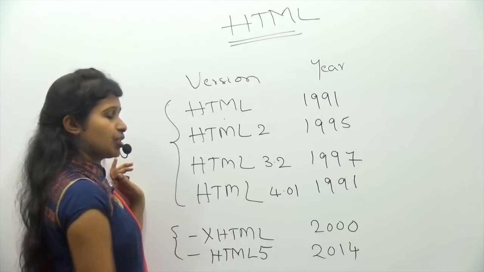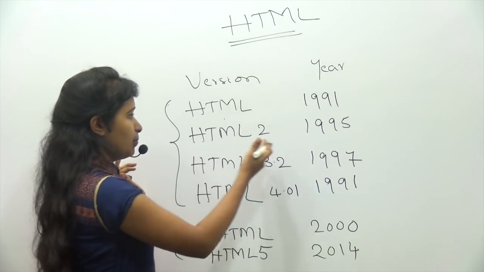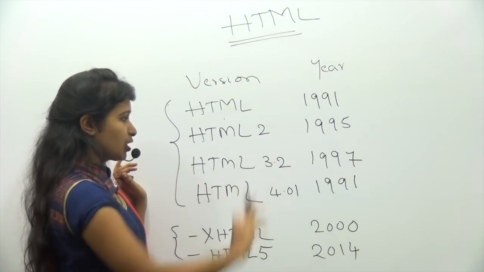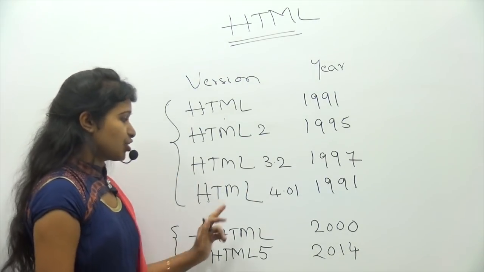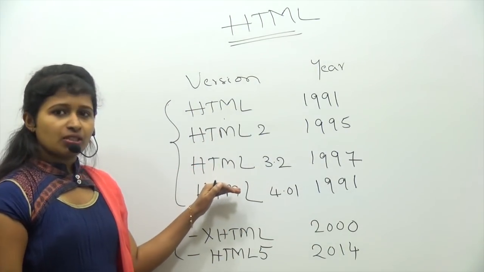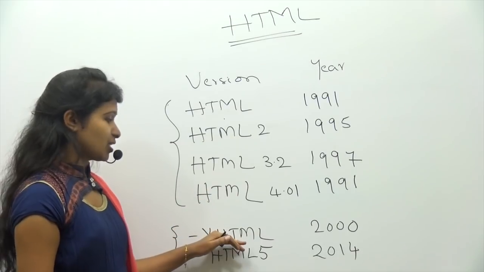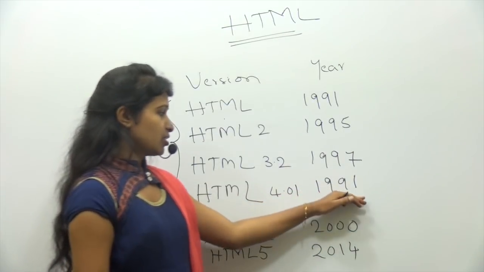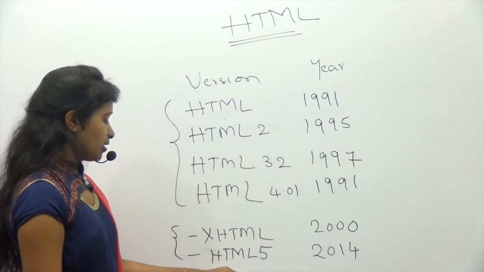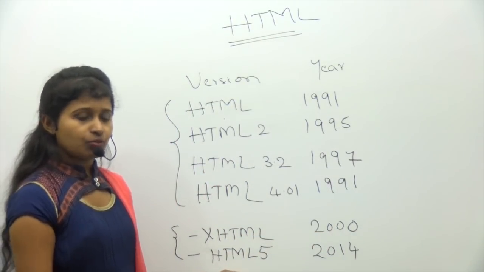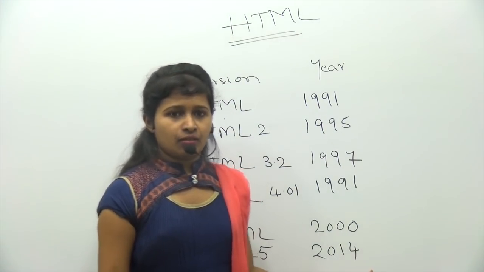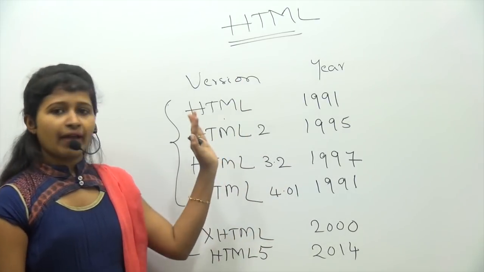Basic HTML was released in 1991, the HTML2 version in 1995, HTML 3.2, that means the third version, was released in 1997, and HTML 4.0 was released in 1991. XHTML, we will also see the difference between HTML and XHTML in later sessions, was released in 2000. And the final, updated version we are now using is HTML5, which was released in 2014. Okay, this is all about the versions of HTML.